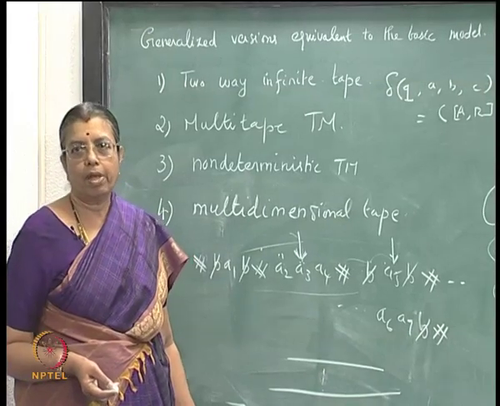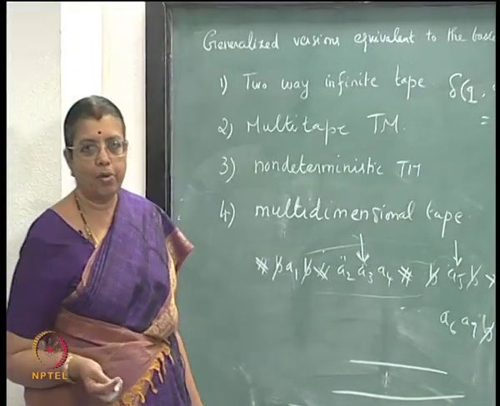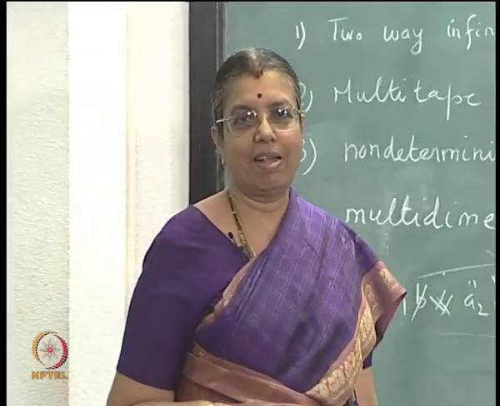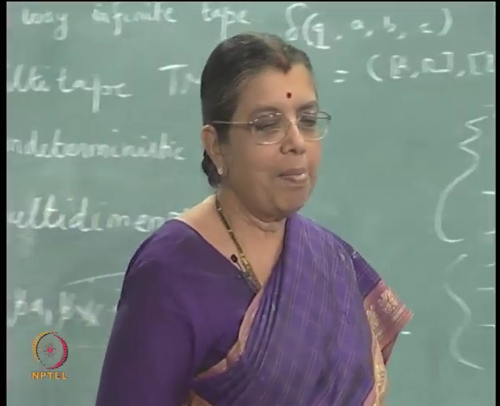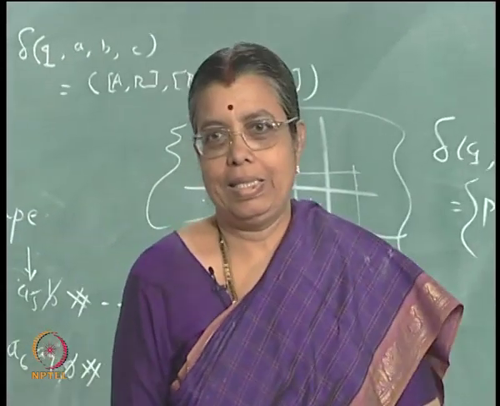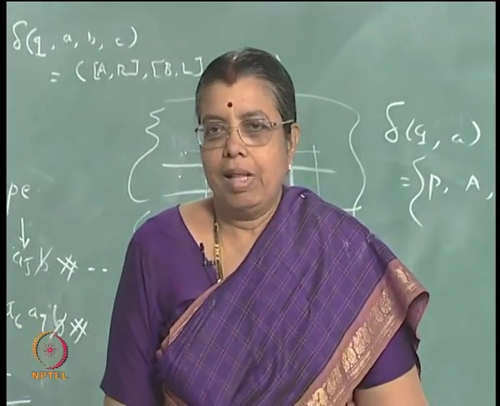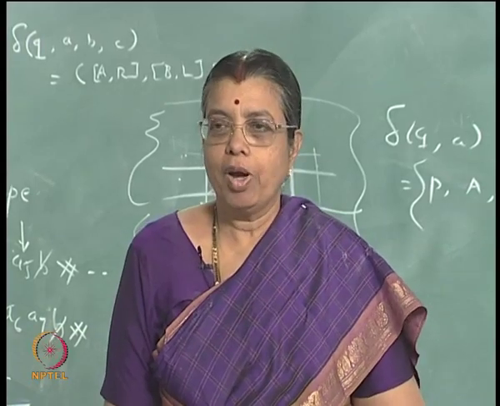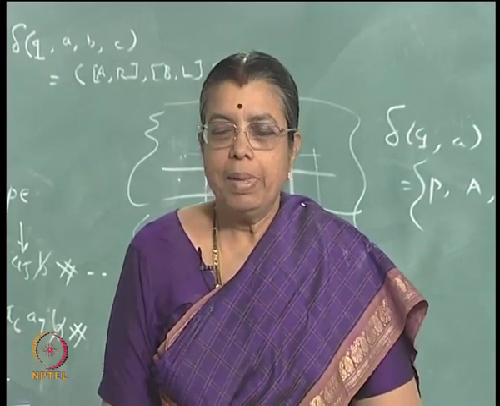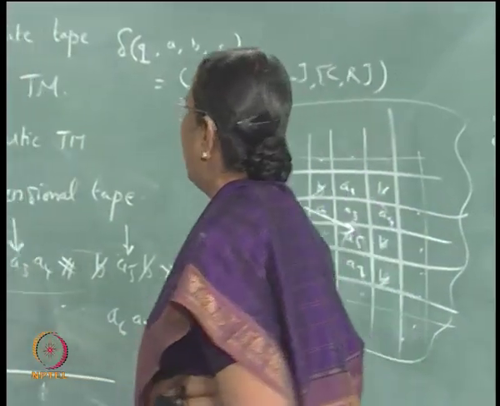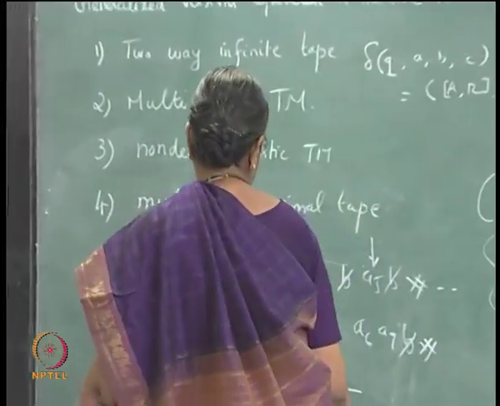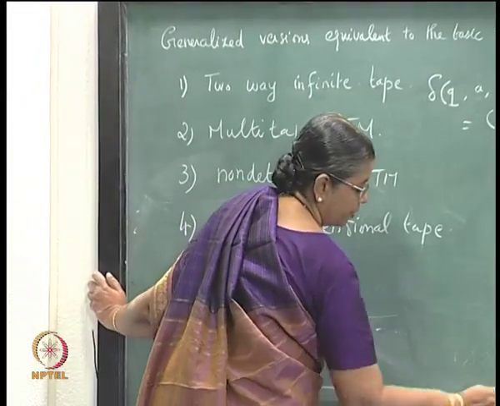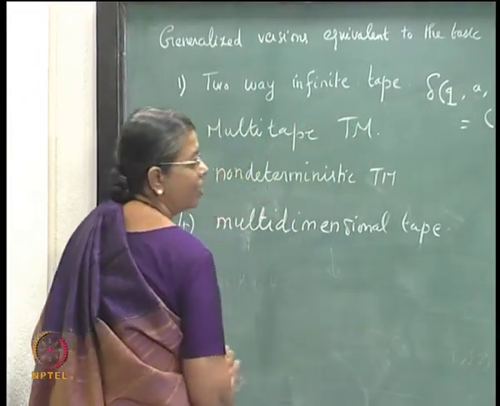So, whatever you can do with a 2-dimensional tape, you can do with a 1-dimensional tape, but the number of moves will be more. Please remember that it will not be exponentially increased. There will be more moves, especially if you want to create a new column, you have to do a lot of things, but it will not be as bad as simulating a non-deterministic Turing machine with a deterministic Turing machine. So, this is the 2-dimensional tape.